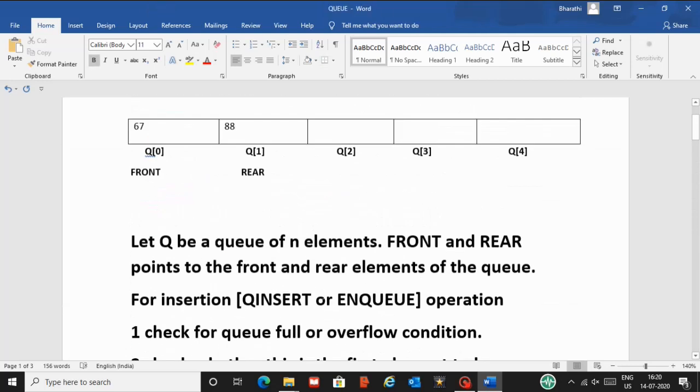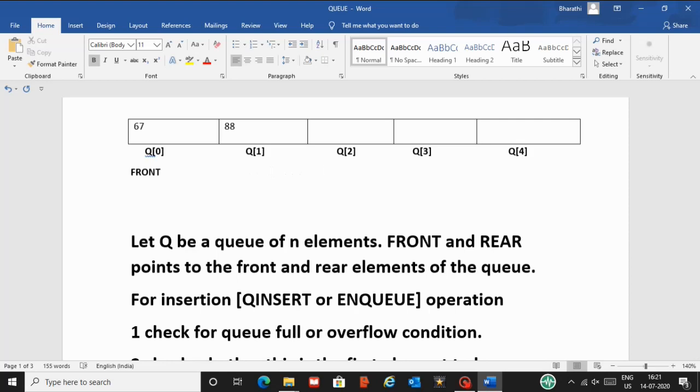I said rear is equal to rear plus 1. See, front is pointing at the 0th location only, because whenever rear is incremented, front doesn't get incremented, unless I delete an element now. So I will delete and increment front, so that the next element to be deleted in the queue is 88. So if I delete 67, the next element should be 88 only to be deleted. That time, delete and increment.